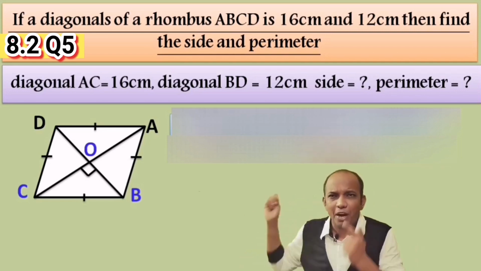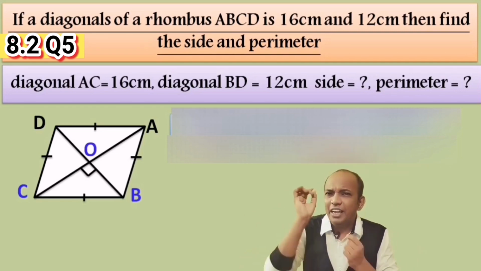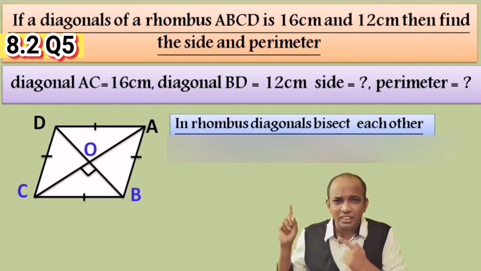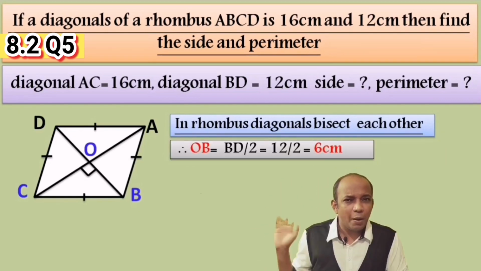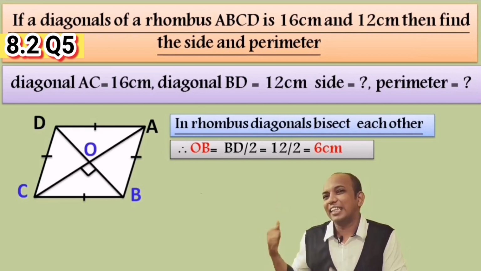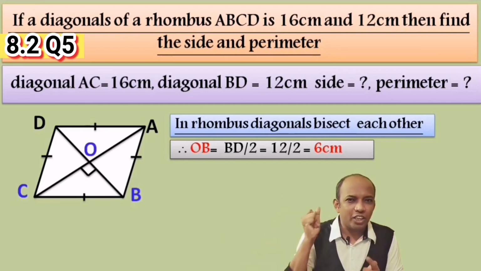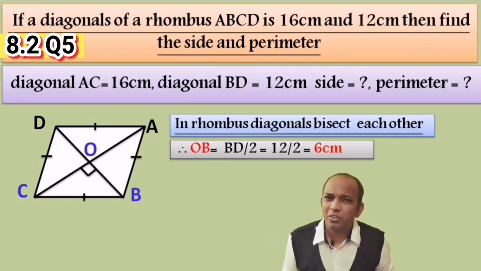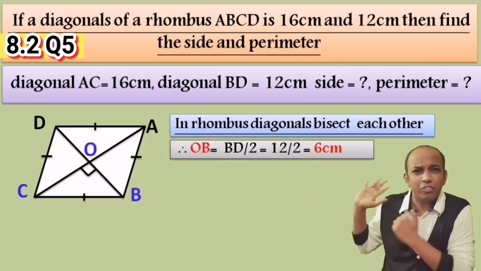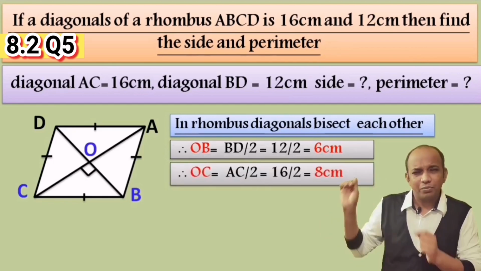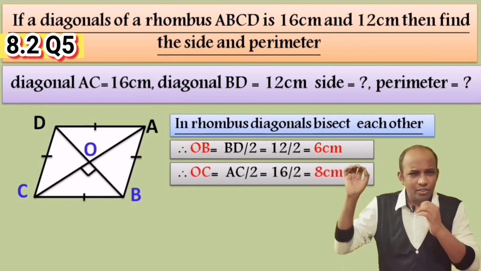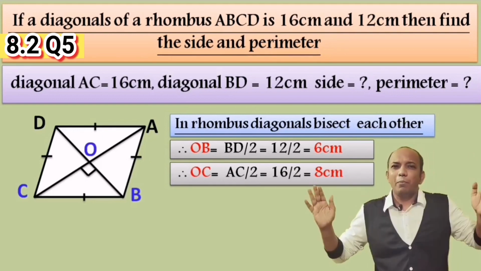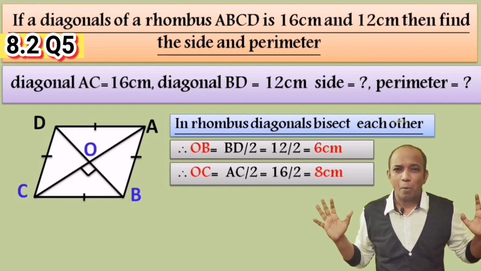So here we go with the first part of it. Very first, write the property: in a rhombus, diagonals bisect each other. With the help of this property, we can say OB equals BD upon 2, that is 12 upon 2, and that results in 6. So the first problem is solved, OB is there with us. Now let us find OC in the same manner. OC is AC divided by 2, that is 16 divided by 2, and we get the answer 8. And now the pre-preparation is done properly.